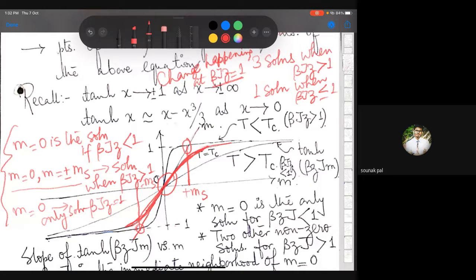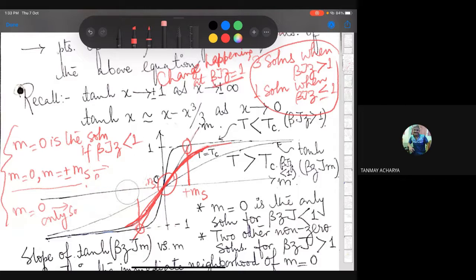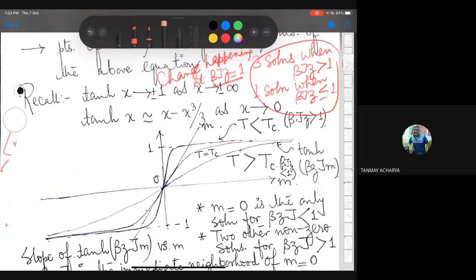Sir, why do you say that change is happening at beta jz equals to 1? Look at this one. From the graph, can you say? Yes, of course, I can say. Let me show it in the graph. I can do anything you like, more or less.